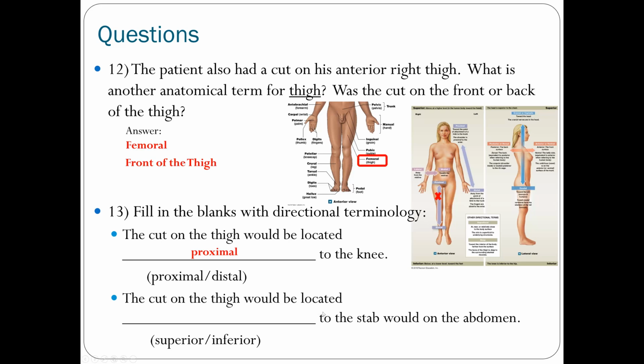The next one, the cut on the thigh would be located blank to the stab wound on the abdomen. So if I put in a yellow X to represent the stab wound that was on the abdomen, now we are trying to decide between superior and inferior. And again, read the question carefully. It's saying the cut on the thigh is blank compared to the stab wound on the abdomen. Since the cut on the thigh is lower, the correct answer would be inferior.